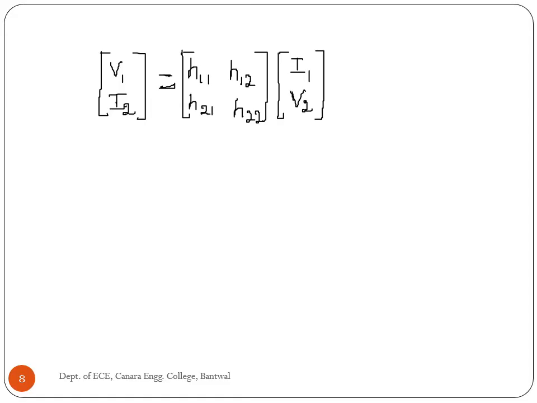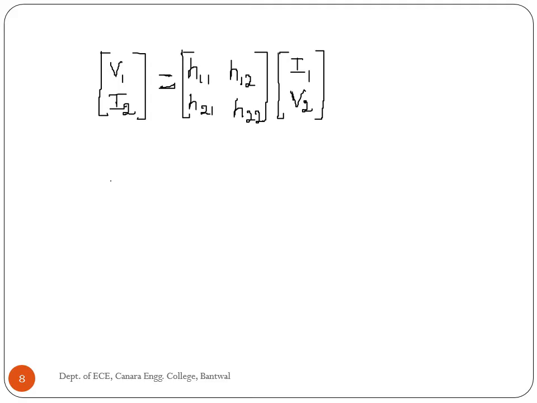H parameters are useful in describing the input and output characteristics of the circuit. Hybrid parameters use voltage ratio and current ratios to represent the relationship between voltage and current in a two-port network.